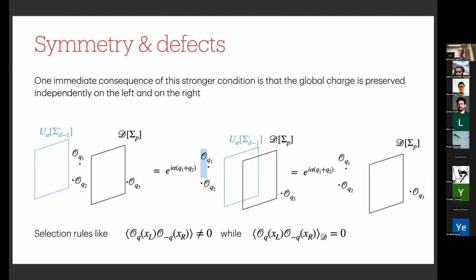But in general, I will comment later that for a generic dimension of the topological defect, the condition is that the defect is bigger, has more dimensions with respect to the topological operator. Oh, I see. Thank you.